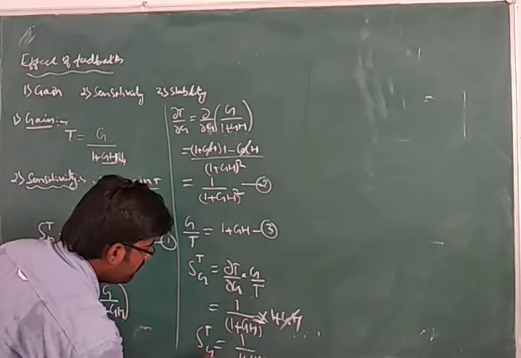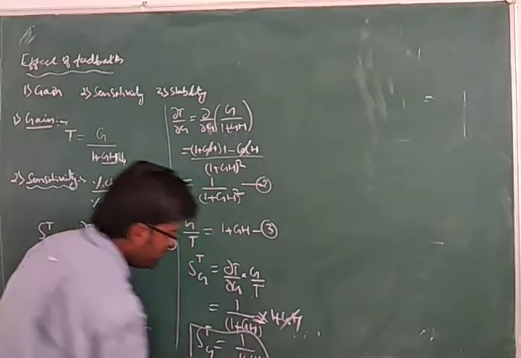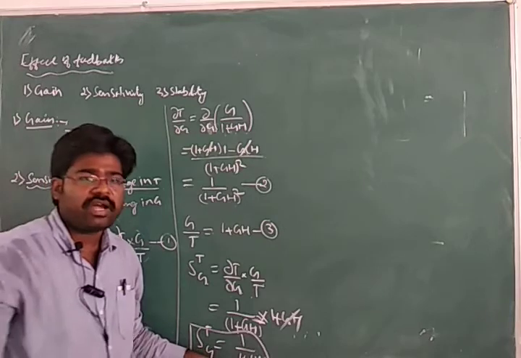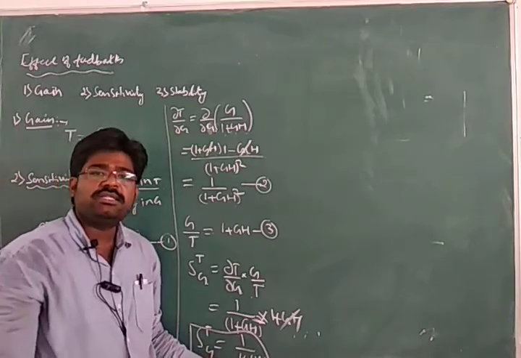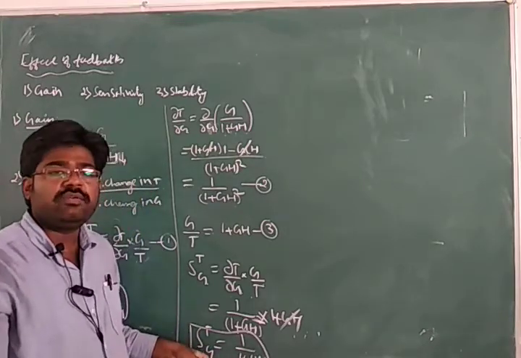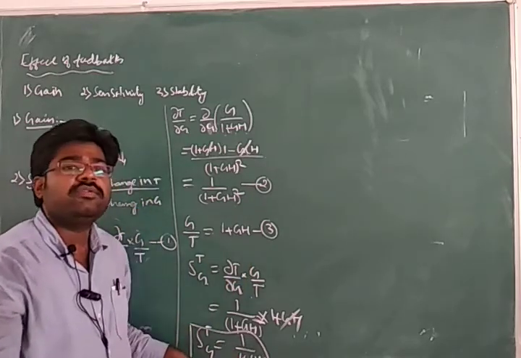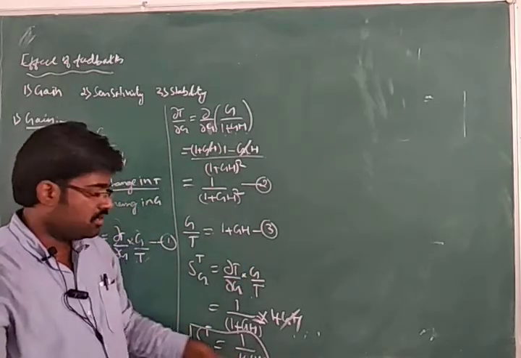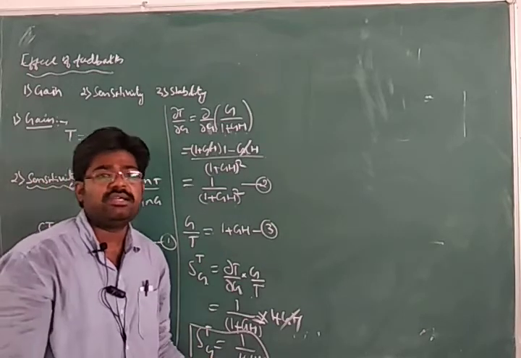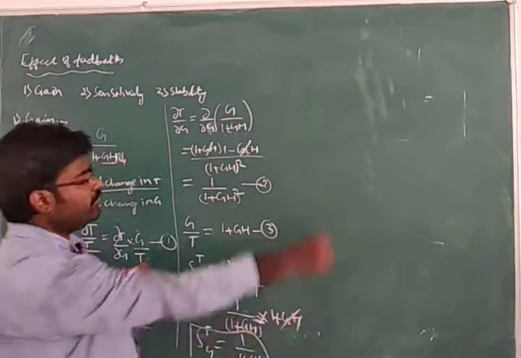So we proved that sensitivity also depends upon the 1 plus GH factor only. If 1 plus GH is less, sensitivity will be more. If 1 plus GH is more, sensitivity will be very less. So feedback affects the sensitivity also, that we proved here.